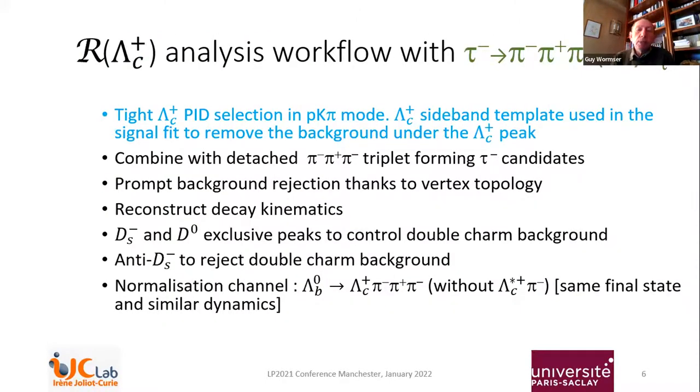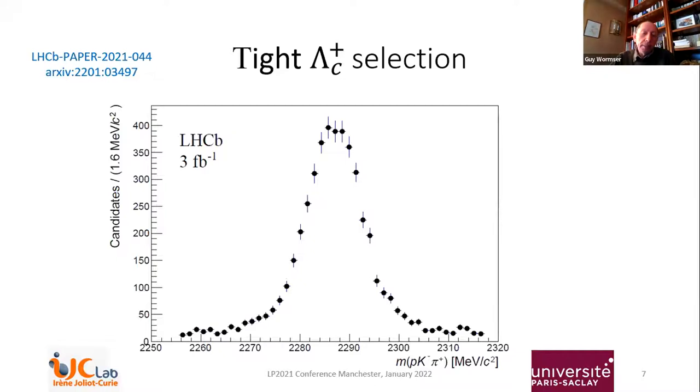So this is the workflow to try to search for this decay. We look for the tau into a three-pion decay. And the first step is to reconstruct a Lambda_c. We use a pK pi mode with very tight PID selection. And here is the Lambda_c spectrum that we use for this analysis. So you see it's clean. There is still some background under the peak, and we use a sideband here and here to subtract the background under the Lambda_c peak.